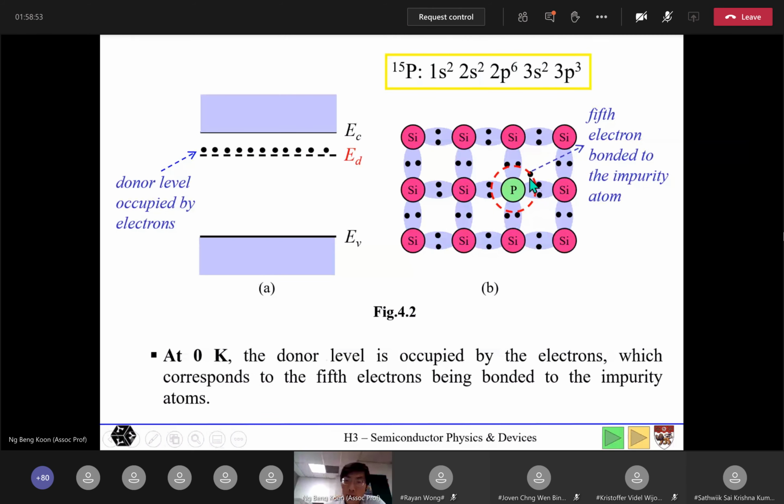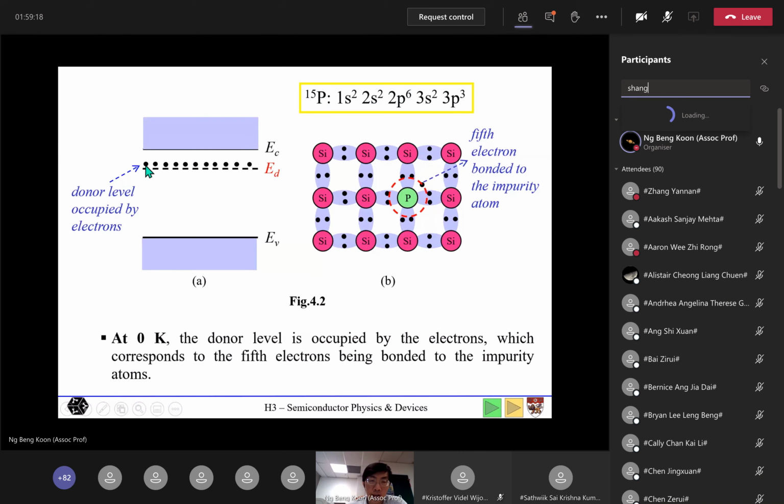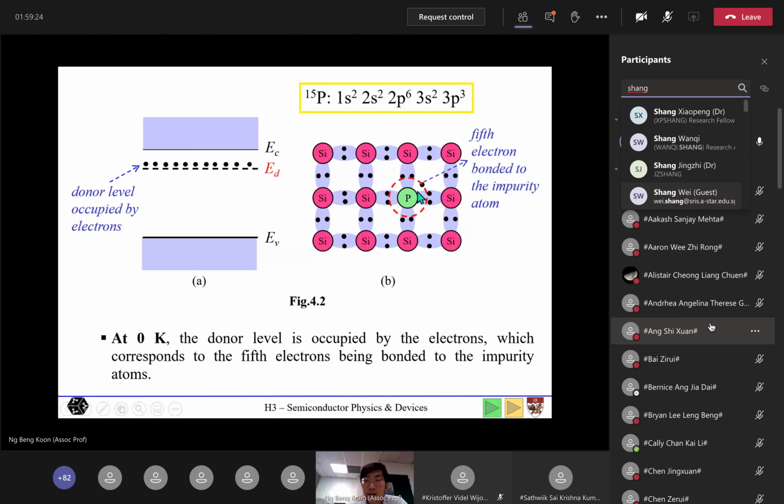And this 5th one is then loosely bound to the phosphorus atom. Graphically, if you look at the band diagram, this 5th electron corresponds to the electron that sits in an extra level just below the conduction band edge. The energy of this loosely bound 5th electron is slightly below the conduction band edge, and it sits there at 0 Kelvin. When there's no thermal energy, this 5th electron just sticks to the phosphorus atom site, and that corresponds to this electron at this level called the donor level.